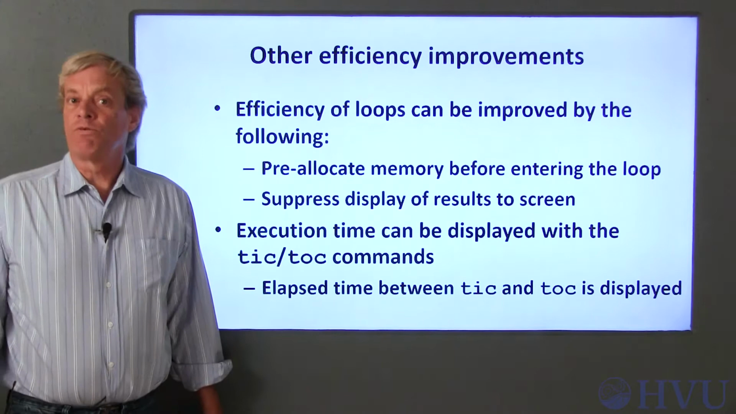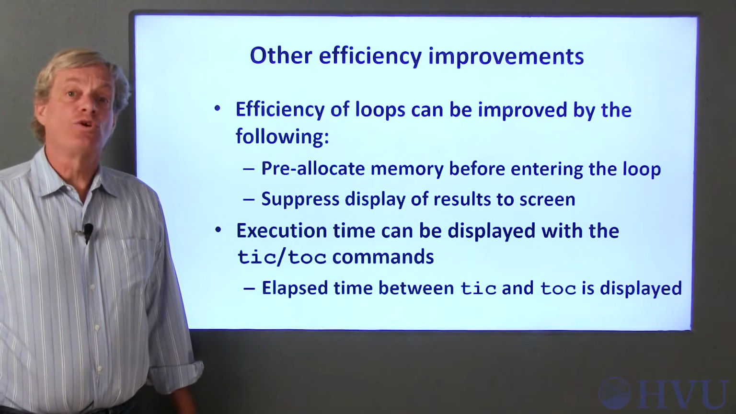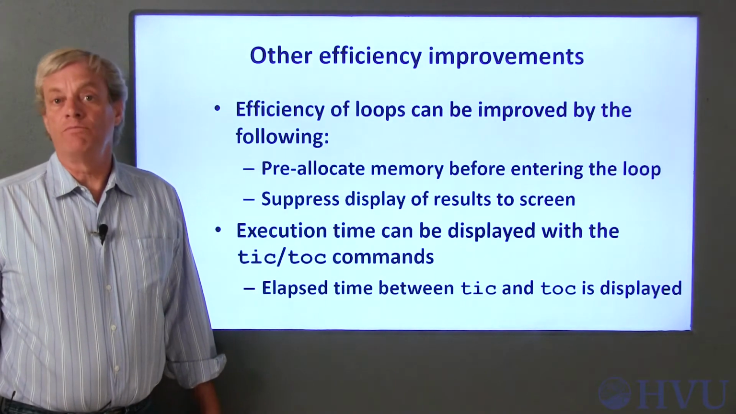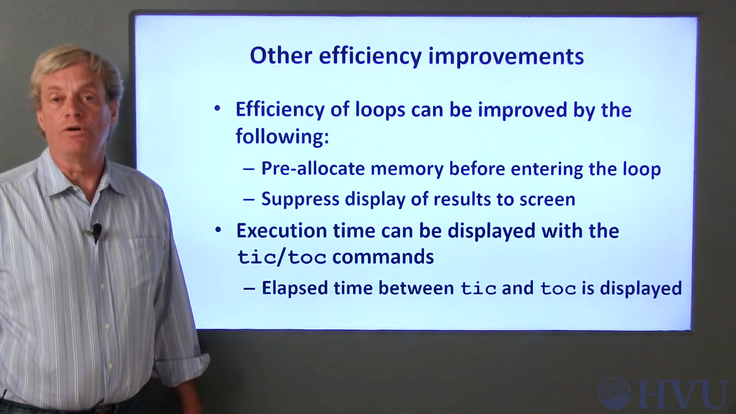Tic and toc measure the total elapsed time, not just the time Octave spends executing code. Operations that your computer is performing in the background can affect how long it takes for the code to execute. So you may find that the results you get from using the tic and toc commands vary from time to time when you run your code.